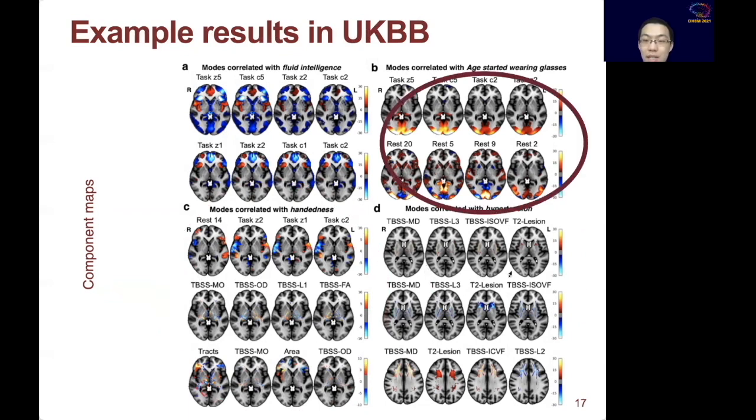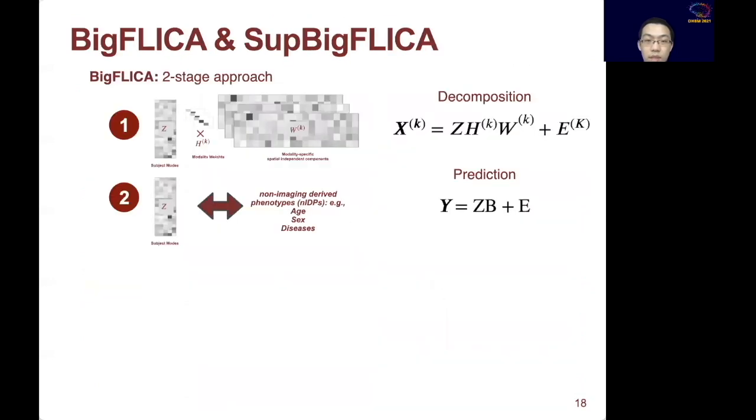Well, if you are interested in age started wearing glasses, we can predict this from both task and rest data. Several resting state connectivity and task modalities show associations in primary visual areas, which is consistent with the fact that this is a vision-related health variable.